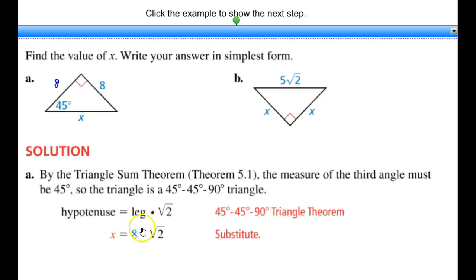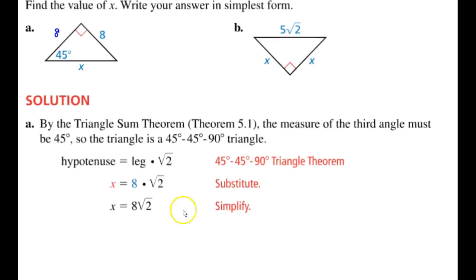So I can go ahead and substitute the leg length that I know is 8. So I'm going to end up with 8 times the square root of 2. And that's as simple as I can get. I can't simplify this any further. So the value of x, my hypotenuse right here in this first one, is 8 times the square root of 2. So now let's look at B.